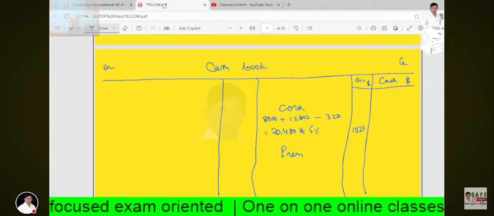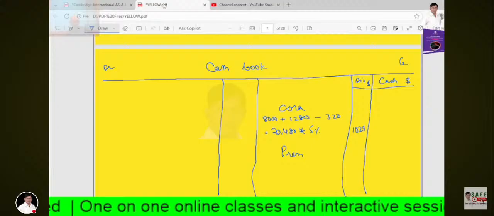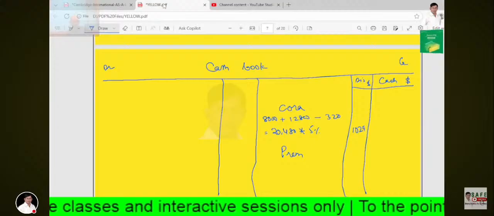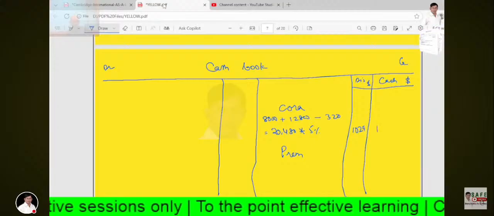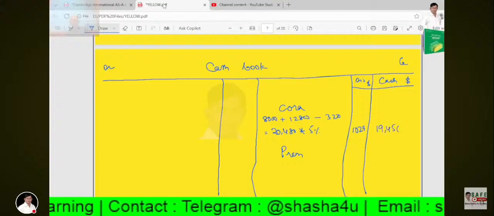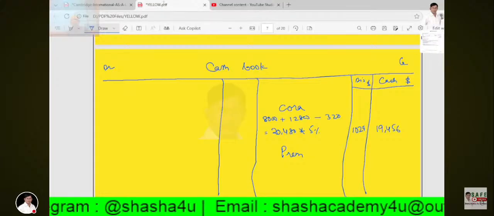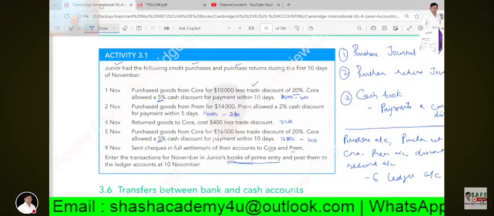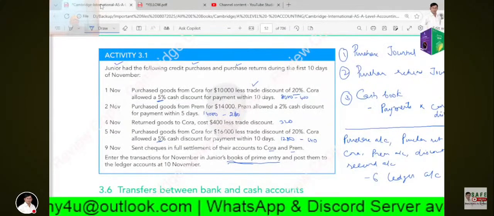1024. So how much do you have to pay? You have to pay 19,456. So to claim, how much do you have to pay? The entire amount you have to pay.